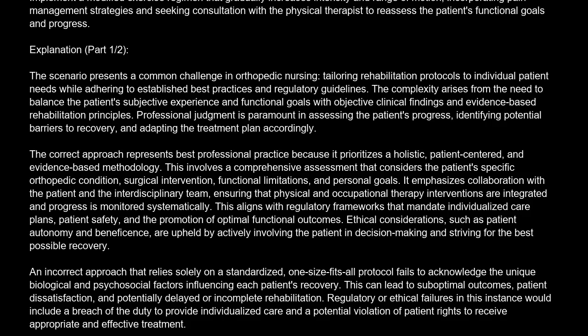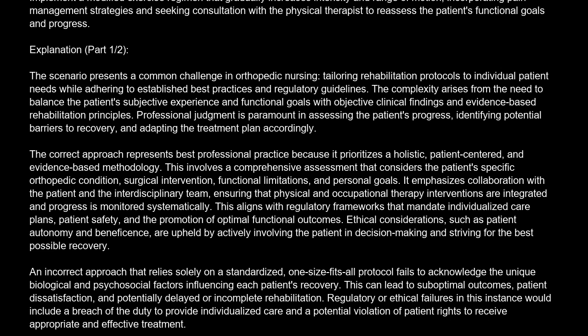The correct answer is A. Implement a modified exercise regimen that gradually increases intensity and range of motion, incorporating pain management strategies and seeking consultation with the physical therapist to reassess the patient's functional goals and progress. Explanation. The scenario presents a common challenge in orthopedic nursing: tailoring rehabilitation protocols to individual patient needs while adhering to established best practices and regulatory guidelines.